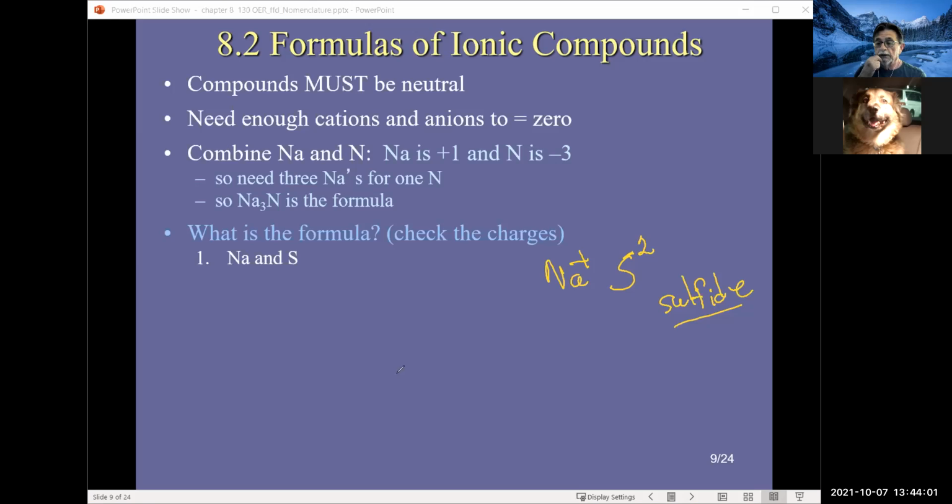And so now, this is a negative, that's why we've got to keep track of our charges here. We need 2 sodiums for every sulfide. And so our formula becomes Na subscript 2, and then the sulfide, hence the name sodium sulfide.